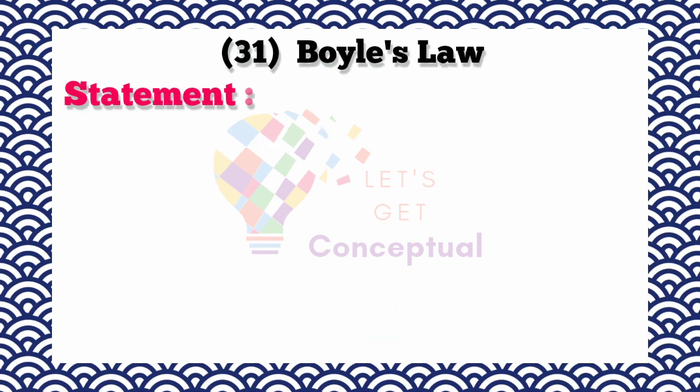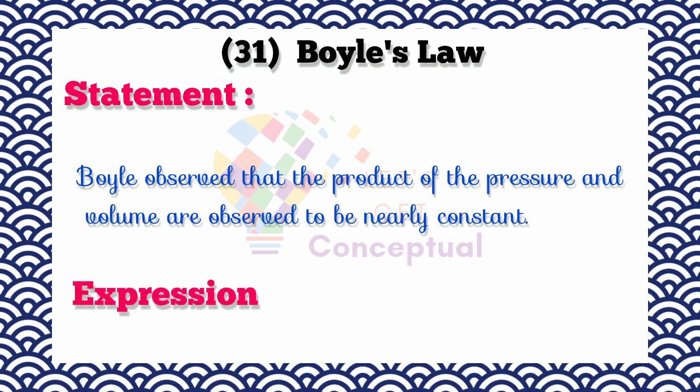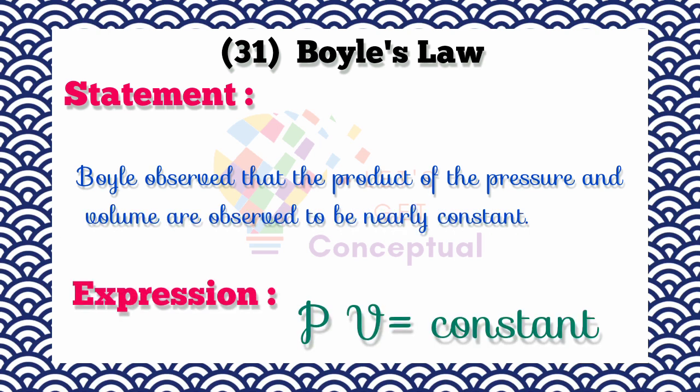Number 31. Boyle's law. Statement. Boyle observed that the product of the pressure and volume is nearly constant. Expression: PV equals constant.